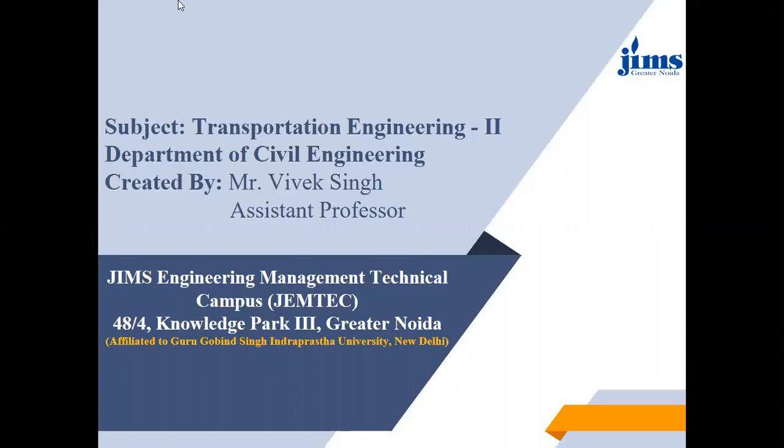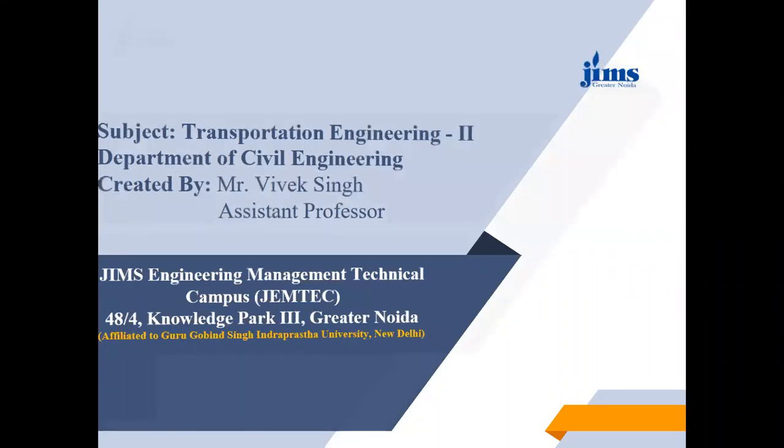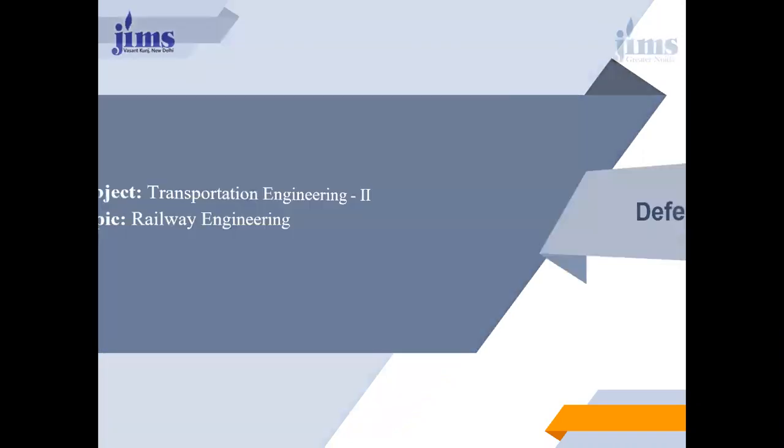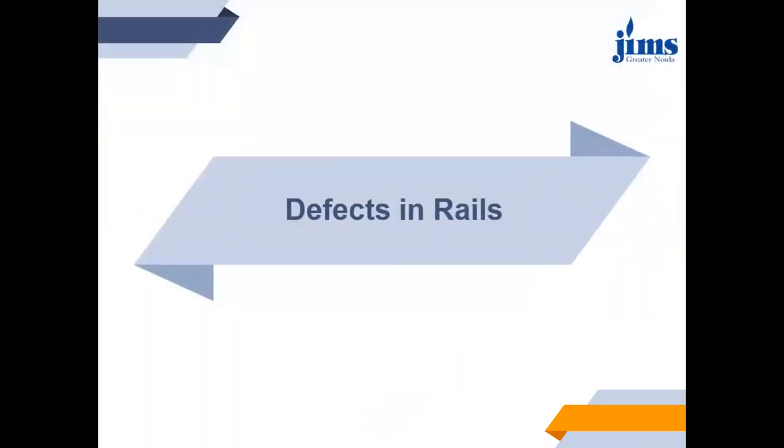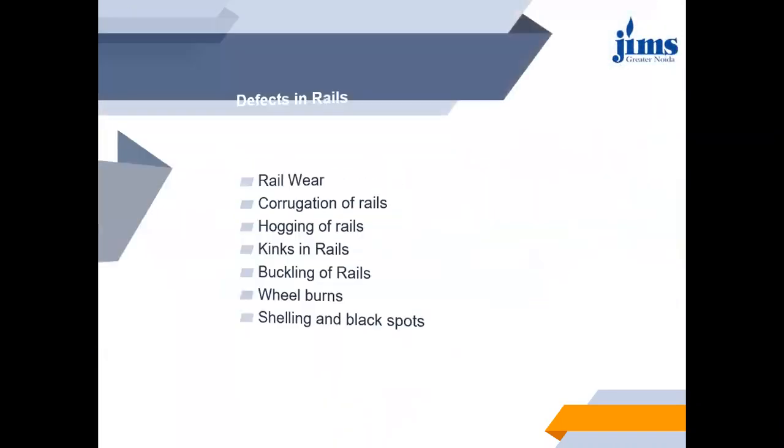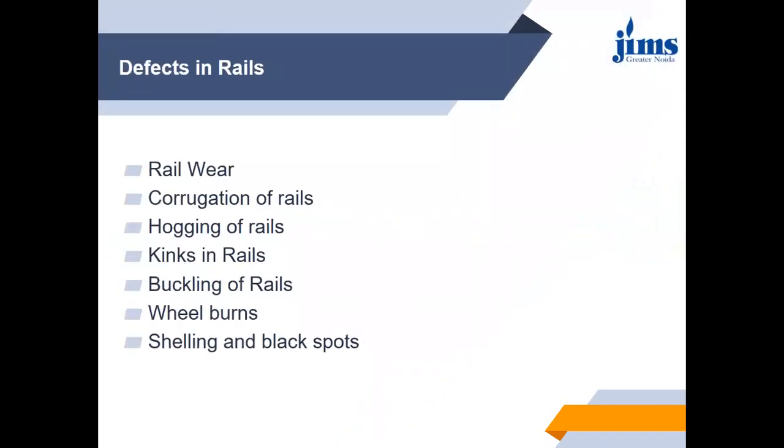Okay, so in continuation, now we shall move to the next topic, that is the defects in rail. Like every other structural component in civil engineering, for example a beam and column, even the rail sections in railway engineering have certain kinds of defects and wear.